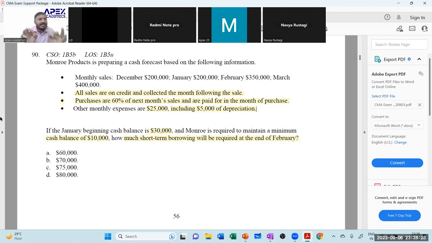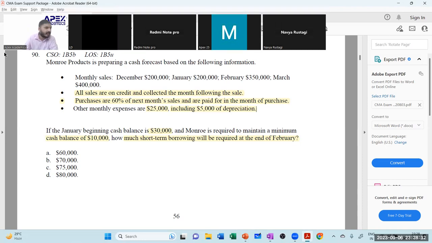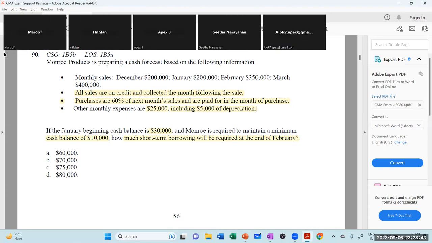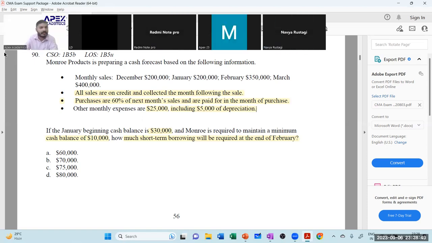Are we clear about this statement? Please give me a thumbs up. It's a very important statement that I'm making. Yes or no? I expect responses. Lokesh, Rachita, Navya, are you understanding? Yes, sir. Everyone, are we understanding these statements that I am making? Yes, sir.